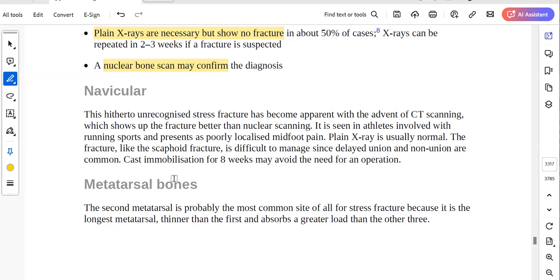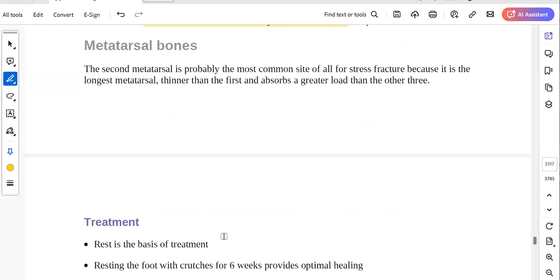Most stress fractures happen in the navicular bone. It is seen in athletes involved with running and poorly localized mid-foot pain. Plain X-ray is usually normal. This is difficult to manage, but this patient needs to be on a cast for 8 weeks.